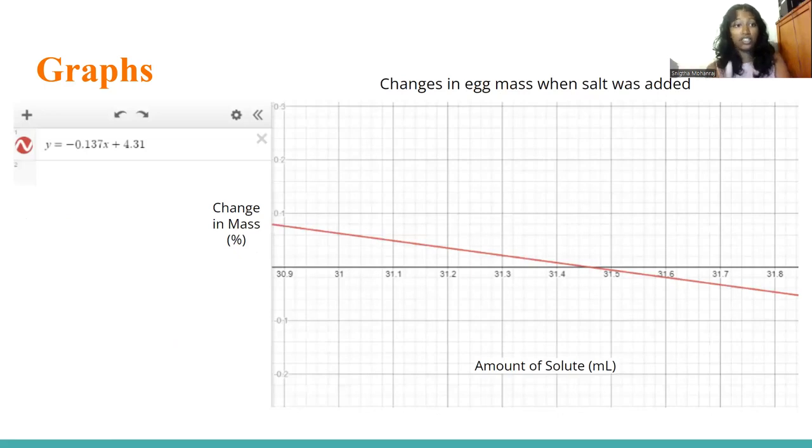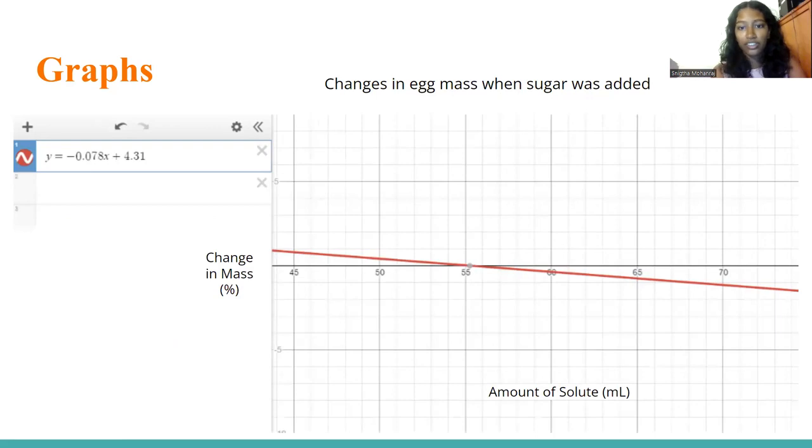But to get an exact answer, we calculated how we can model this with a linear equation to find where that isotonic solution would be. And so we did exactly that, and we were able to see that it would be roughly between 31.4 and 31.5 milliliters, which is very close to our original hypothesis. This one is a little bit further off, but a little bit over 55 is where the isotonic solution would be, achieving a 0% change in the mass when sugar was added.